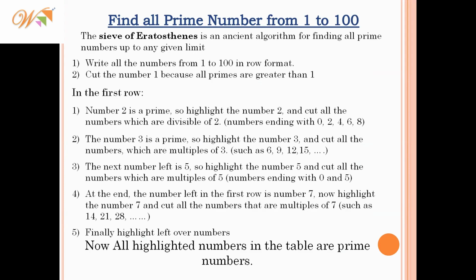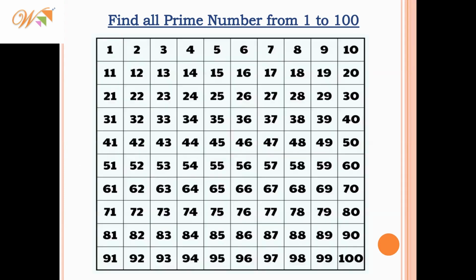Now let's see how to follow these steps. So I have written all my numbers in row format. So 1 to 10, 11 to 20, 21 to 30 and so on. Now I will cut 1 because we know all the prime numbers are greater than 1. Now 2 is a prime number, so I will highlight 2. 2 is only divisible by 2 and 1. Then I will cut all the numbers that are divisible by 2. That means all the even numbers, because all those even numbers are divisible by 2. So they are not prime numbers.